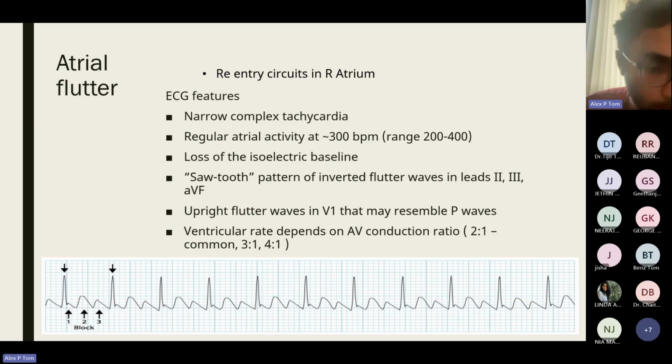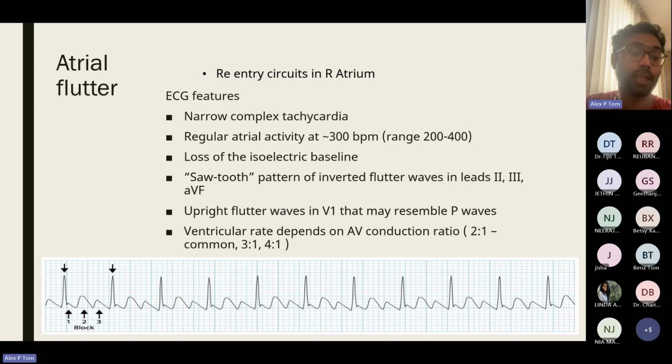Not all of those are conducted down, but some are, and whatever is conducted down causes a QRS complex. Based on the number of atrial contractions before one QRS complex is conducted down, you can say there are varying AV conduction ratios. So you say there's a 2:1 block, 3:1 block, 4:1 block. Basically here you can see an example: 1, 2, 3, 3:1. So every three atrial contractions.